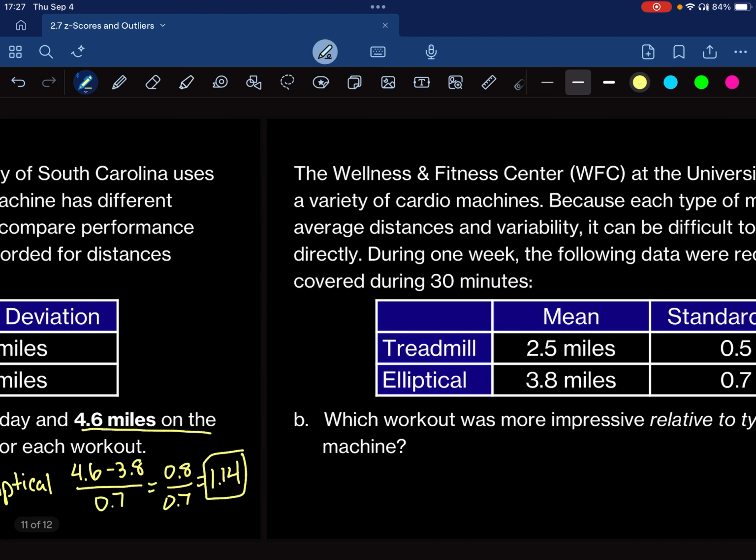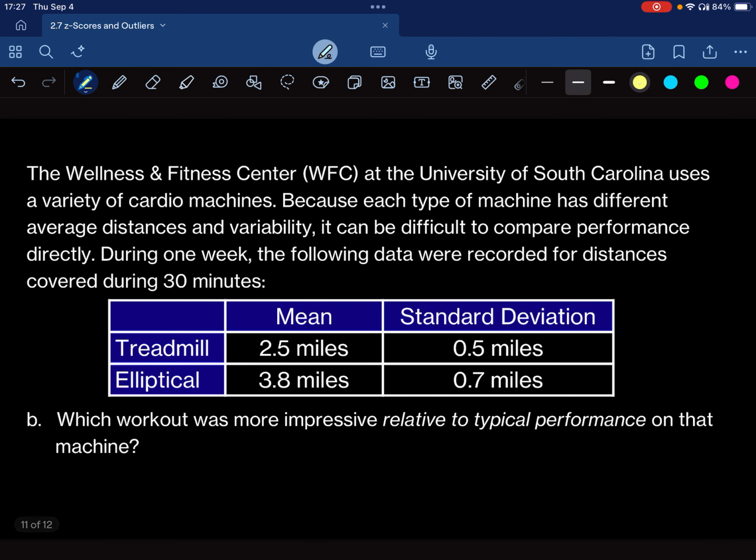And again, pause the video and try this part of the question on your own. This question asks, which workout was more impressive relative to typical performance on that machine? So the question is, which one is more unusual? And so which one had a bigger z-score? And in this case, the answer is the treadmill, because the z-score was 1.8 versus 1.14. So the treadmill had a larger z-score.